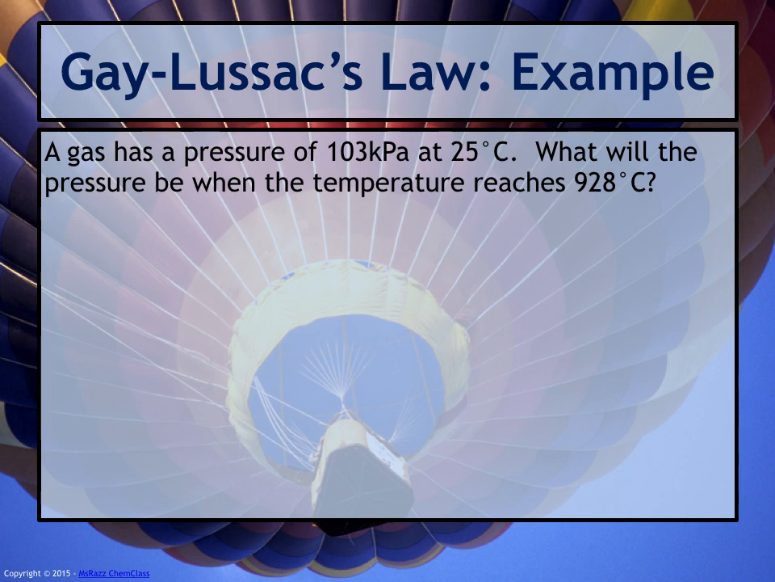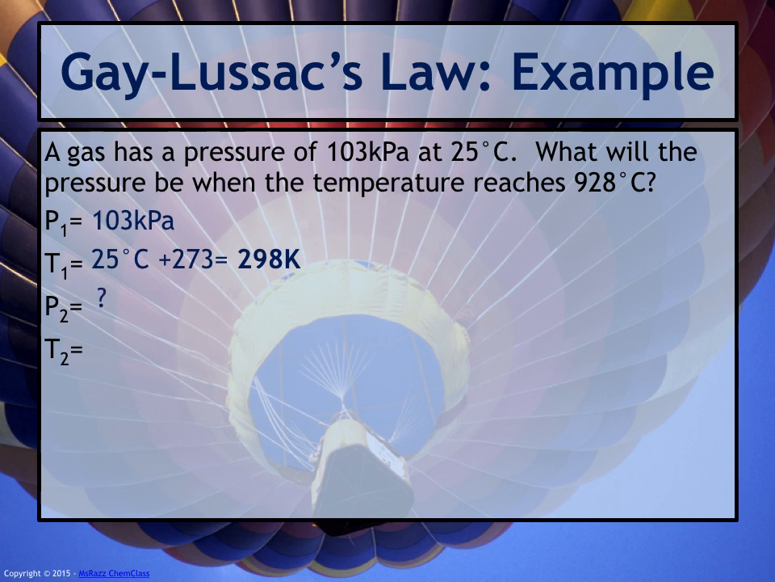So looking at an example, a gas has a pressure of 103 kilopascals at 25 degrees Celsius. What will be the pressure when the temperature reaches 928 Celsius? So we can identify the variables. We're working with pressure and temperature here. The initial pressure is 103 kilopascals. The initial temperature is going to be 25 degrees Celsius plus 273 in order to convert it to kelvins. That makes it 298 Kelvin.